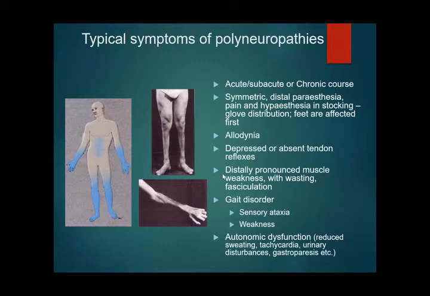Depressed or absent tendon reflexes, distally pronounced muscle weakness, with wasting and fasciculation. Wasting and fasciculation are more common with axonal neuropathies, and can be present in demyelinating when it's a longstanding demyelinating polyneuropathy. Fasciculation, when there is too much muscle atrophy, then fasciculations can also be there.